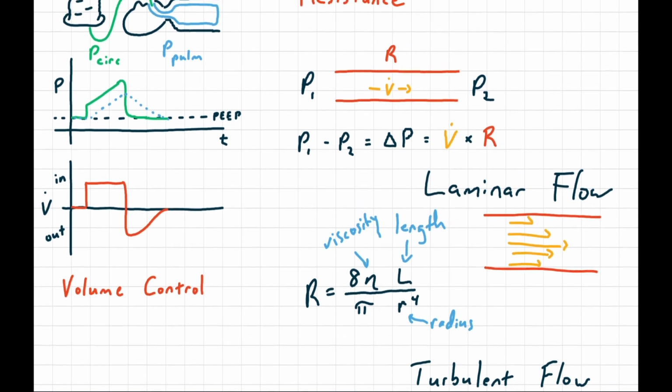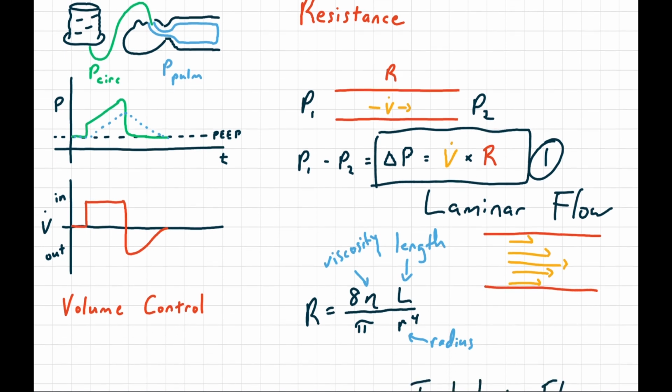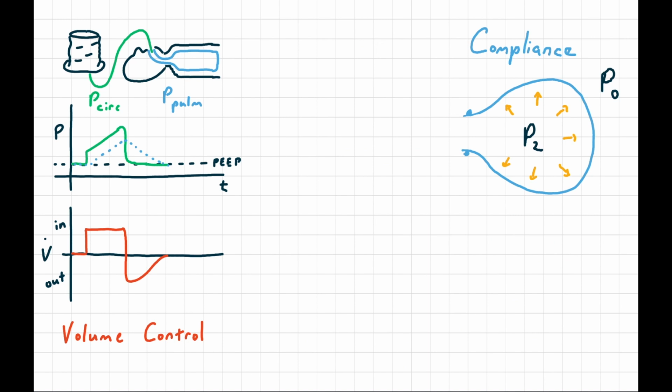Alright, so the most important things to take away about resistance are, assuming laminar flow, which we will for the rest of this talk. First, resistance defines the linear relationship between pressure and flow. And second, resistance is inversely proportional to the radius of your airways to the fourth power. Now, let's shift gears to compliance.